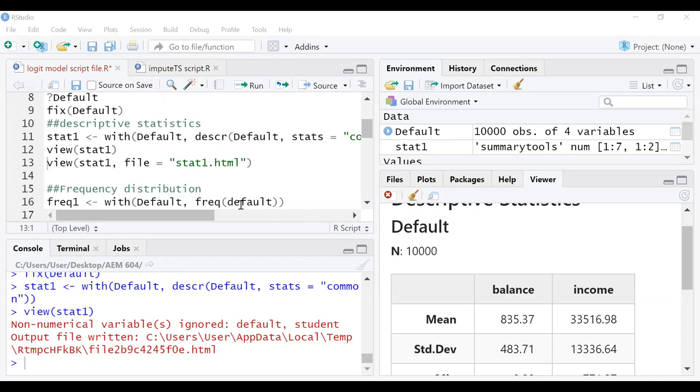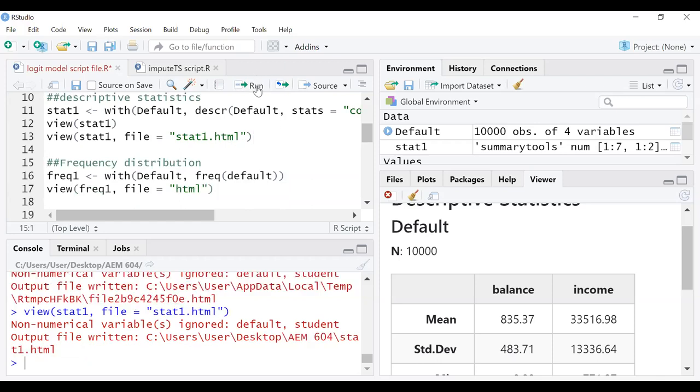So now, this is the result. We can see it clearly now. I want to make sure that this result is in my working directory. So if I want to show it in my working directory, I will say view my result, which is start one. Then I create a file for it in my working directory. So if I want to do that, I will run this. So now it has taken it to my folder, which is AEM604.